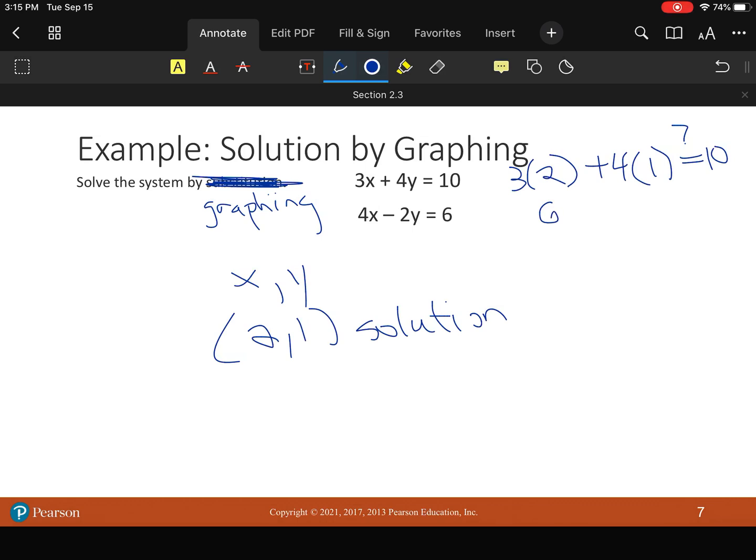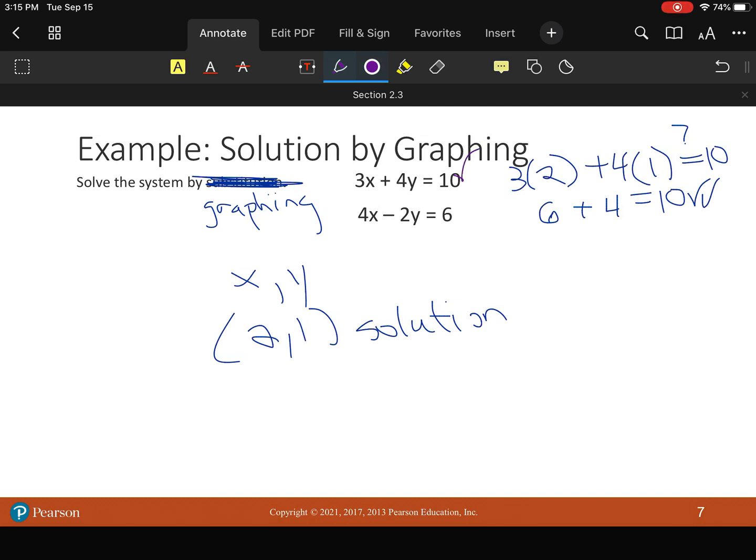And guess what? That's 6 plus 4, which is indeed 10. Now, this is where I say you got to kind of be careful with the graphing. Okay? Just because that solution satisfies that first equation, remember, you got to substitute into the original when you check your work. Okay, we're fine, but we need to check. So that one was cool.